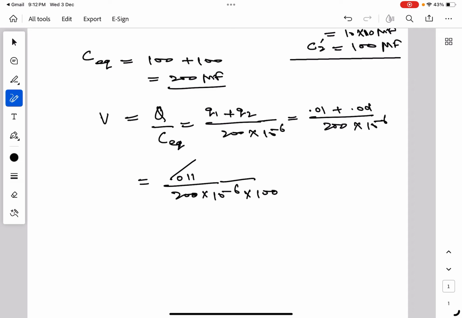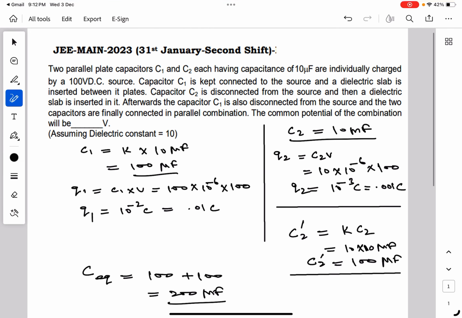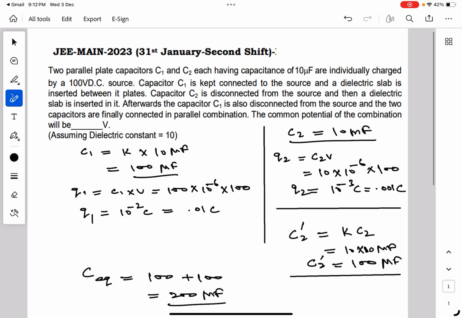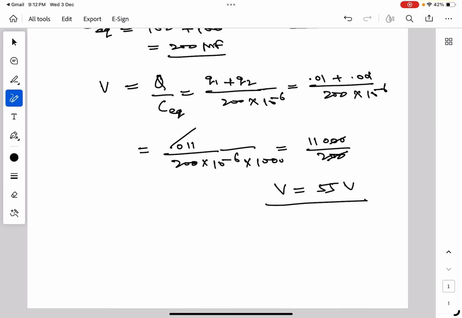Let us solve it. So this gives us 11 upon 200. So this is equal to 55 volt. So potential of the combination of parallel plate capacitors is equal to 55 volt.